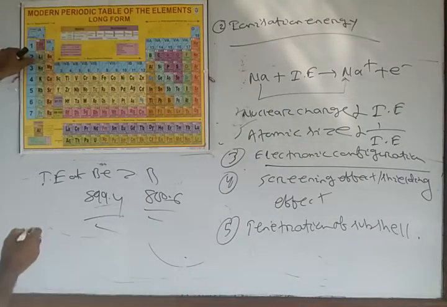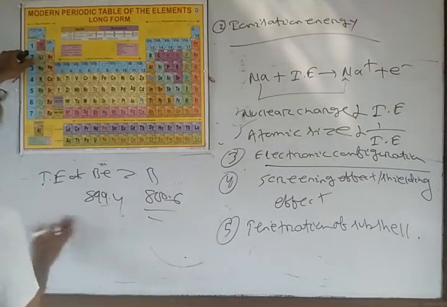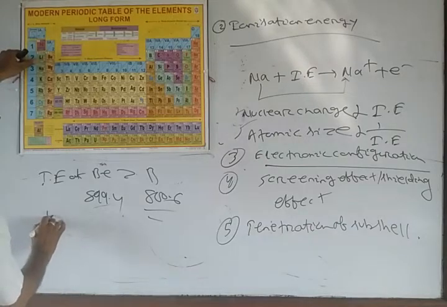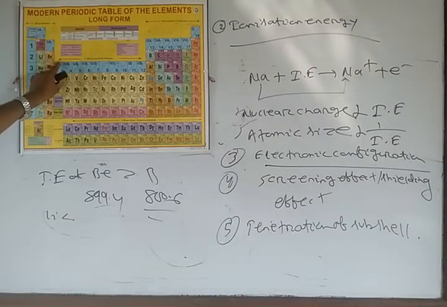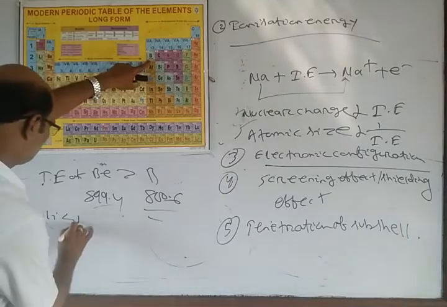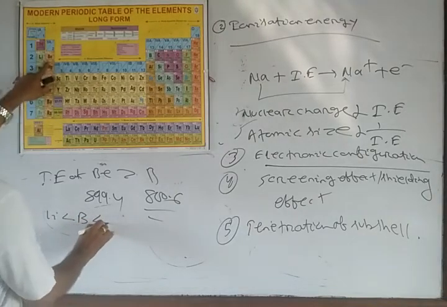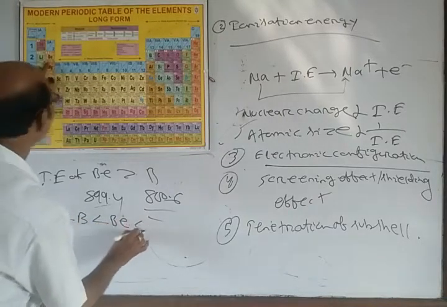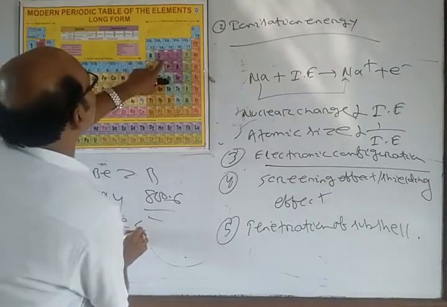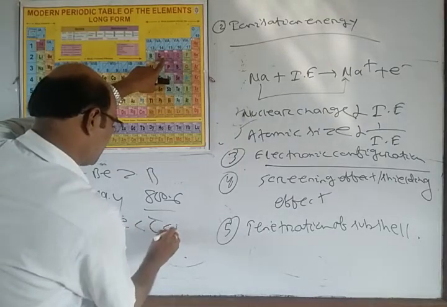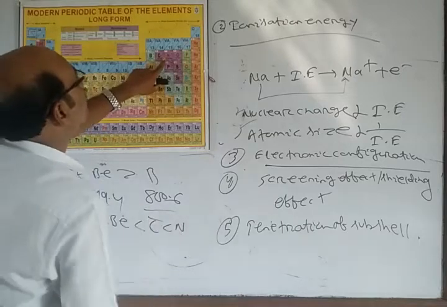Okay, so if I arrange, first of all, what will happen? We have lithium, the ionization energy, lithium. Then what? Then your boron. Then what? Beryllium. Then what? Carbon. Then nitrogen. Okay.